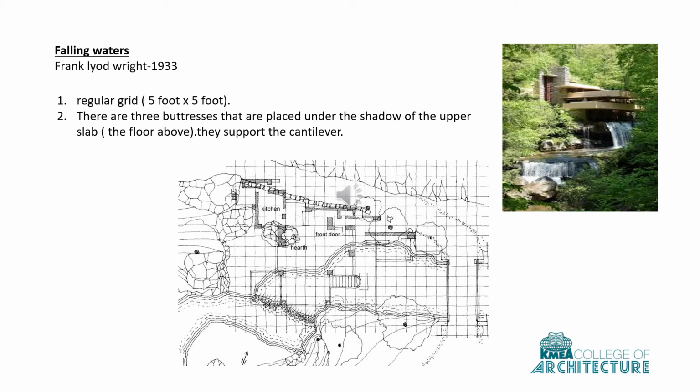The south elevation shows the building has a different rhythm. There are three buttresses that are placed under the shadow of the upper slab. They support the cantilever. These buttresses are placed 2.5 grids apart. The lines create a separate rhythm for the south elevation.